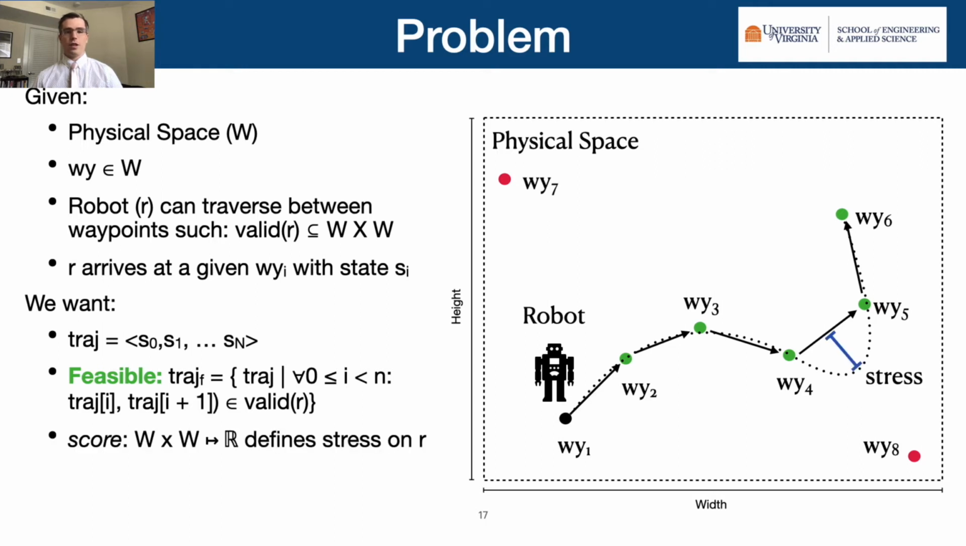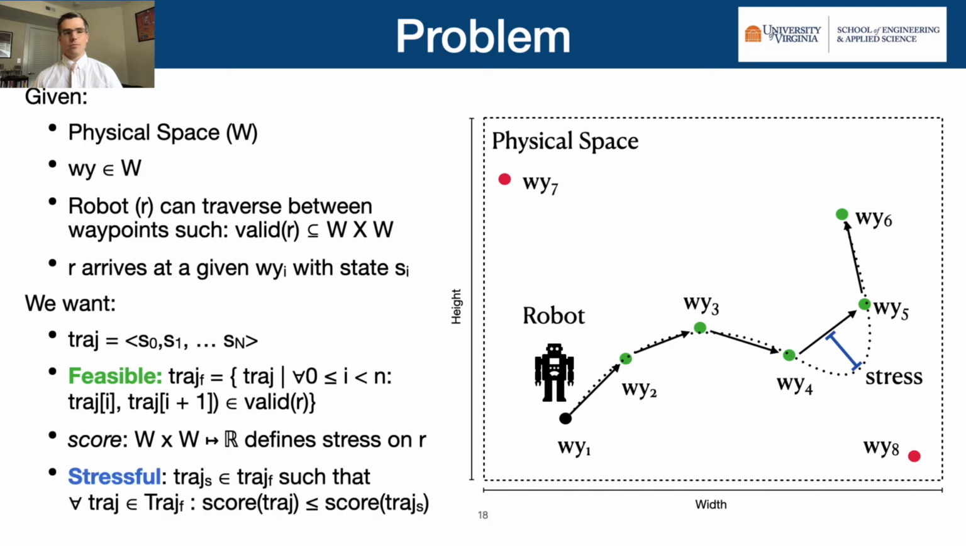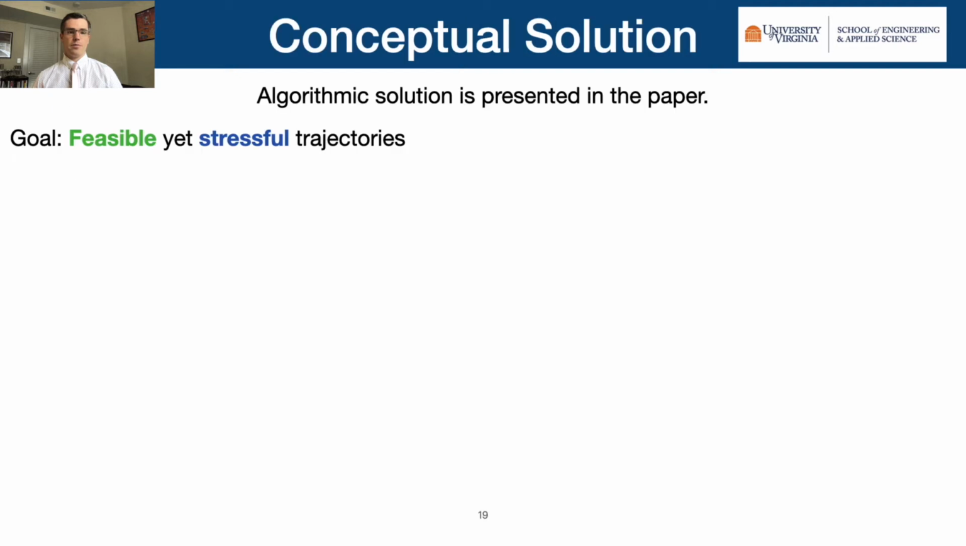We also define a function called score that defines the stress placed on the robot for a given pair of waypoints. This stress could be the maximum deviation from the intended trajectory as shown by the blue line, or any other measurable metric such as maximum acceleration or total time. According to our score function, we want our final trajectories to also be stressful, such that for each feasible trajectory, our stressful trajectories include more stress on robot R. So the goal is feasible yet stressful trajectories.